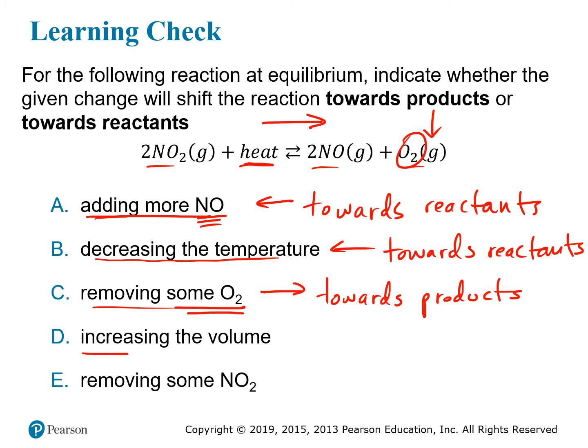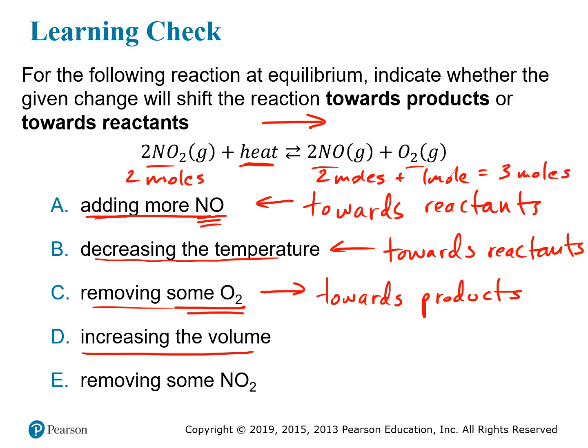What happens if we increase the volume of this reaction mixture? Well, here we can ignore the heat, but we have 2 moles of gas on the left-hand side, then 2 moles of NO plus 1 mole of O2 for a total of 3 moles of gas on the right-hand side.